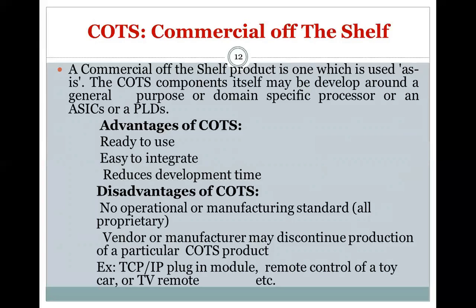So a COTS component itself may be developed around a general purpose or domain specific processor or an ASIC or PLD. That means whatever existing development is there, as it is we can take it and develop something above that on the existing one. Like for example, a TCP/IP plug-in module, remote control of a toy car or TV remote.